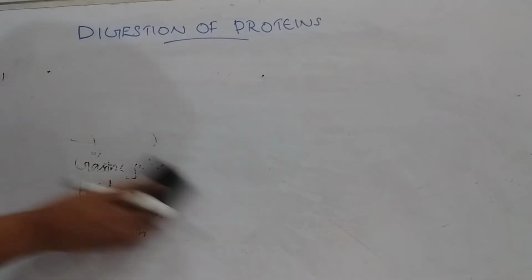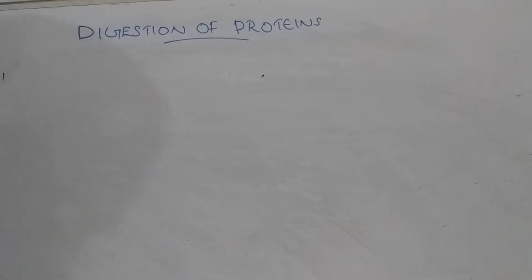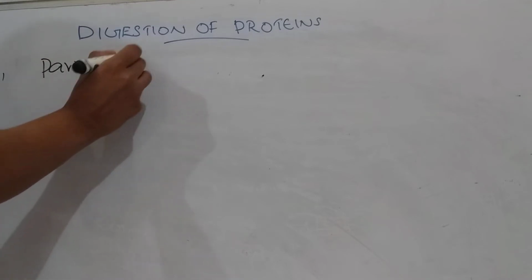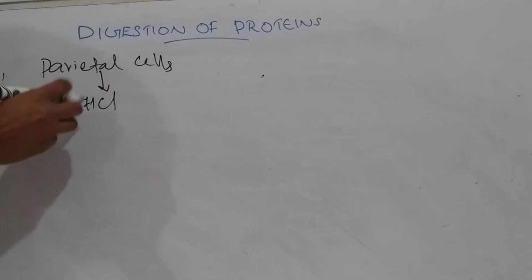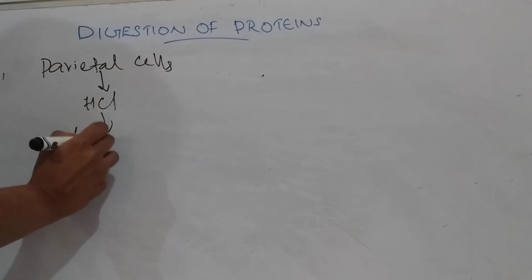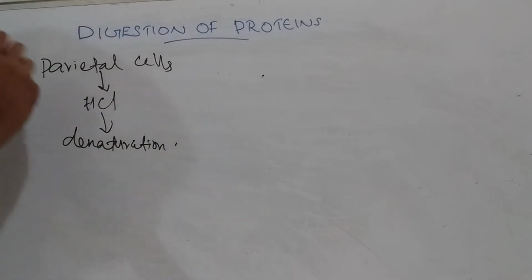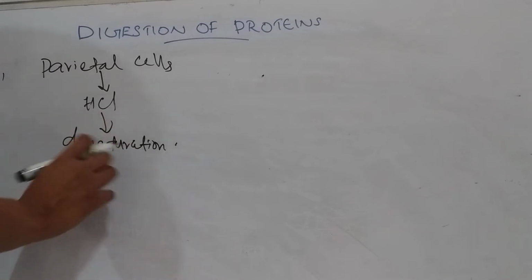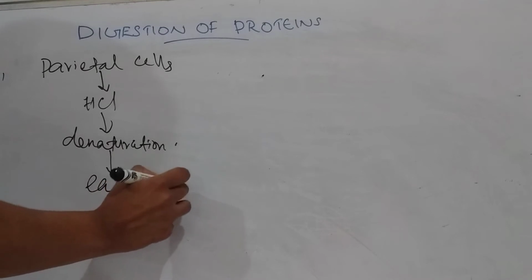This HCl is secreted by parietal cells of the gastric gland. This HCl causes denaturation of proteins, and these denatured proteins are more easily digested.